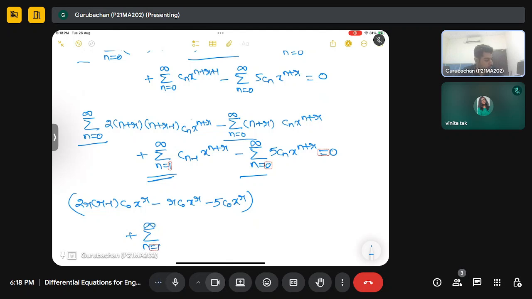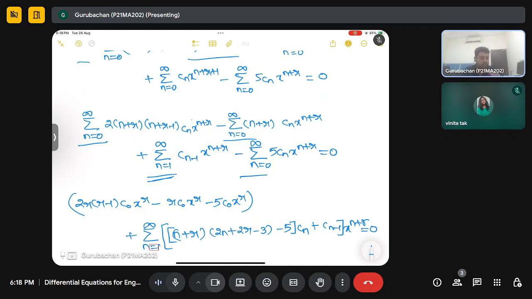From n equal to 1 to infinity, this will give you 2(n plus r)(n plus r minus 1) minus (n plus r) minus 5, times c_n, plus c_(n minus 1), this whole expression times x to the power n plus r, equal to 0. So you get to this particular form.